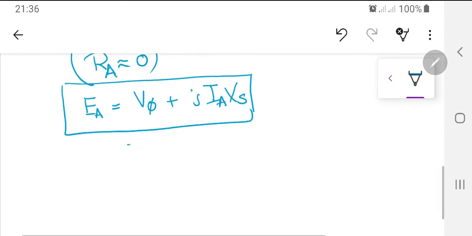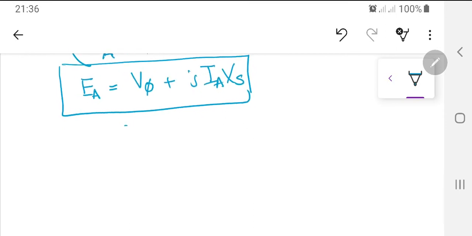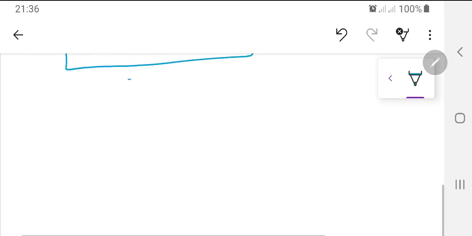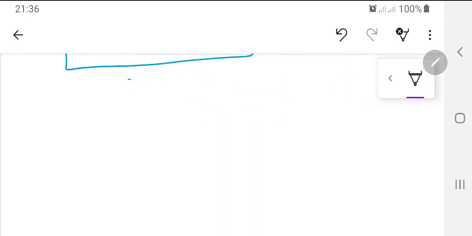Now the reason for actually doing this is that you are going to have EA equal to V phase plus jIAXS, which is equal to this phasor. Now normally the load you are always having is a resistive load, generally speaking, or an inductive load majorly. So now I'm going to redraw this phasor diagram just for the inductive load.